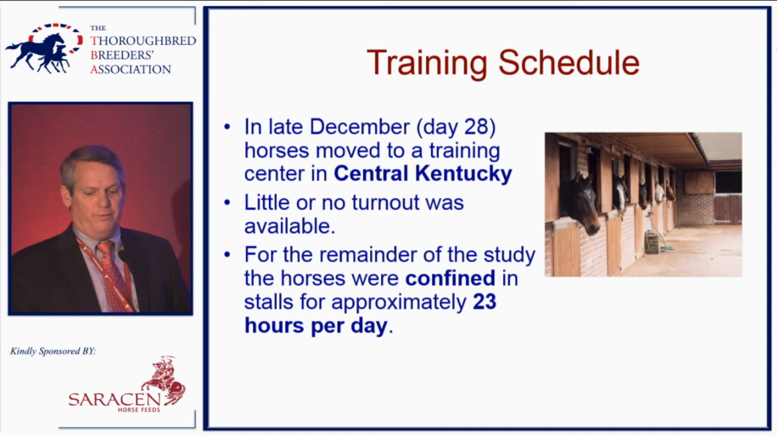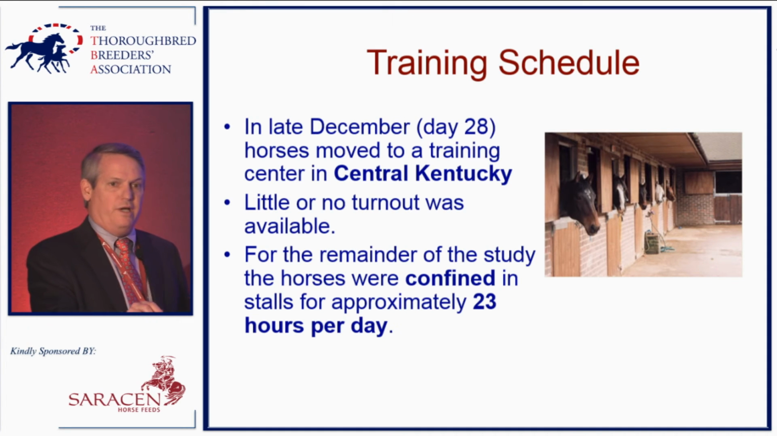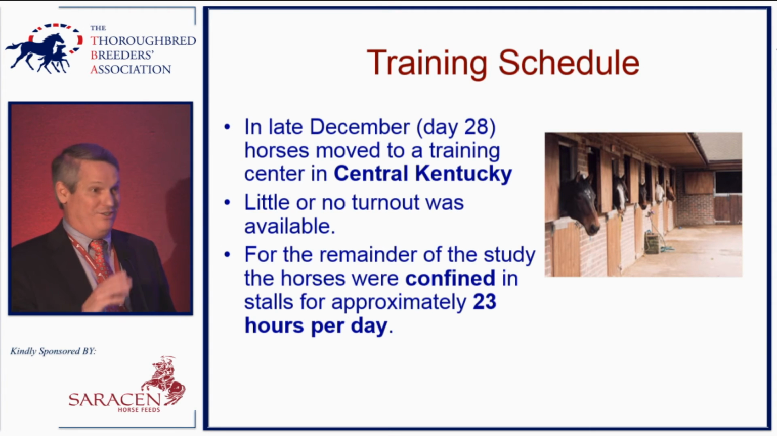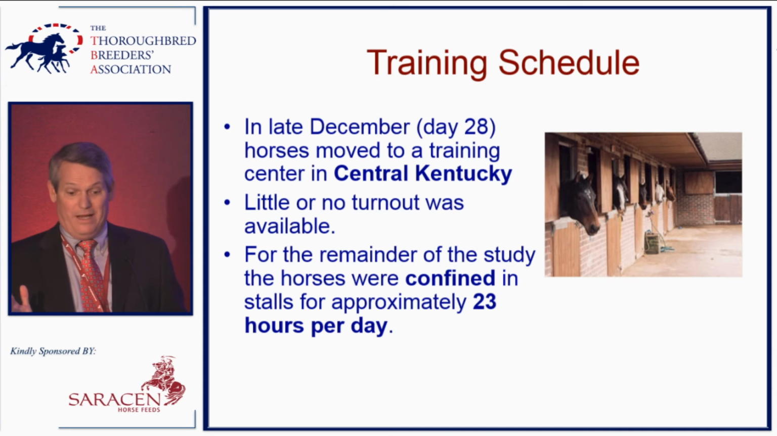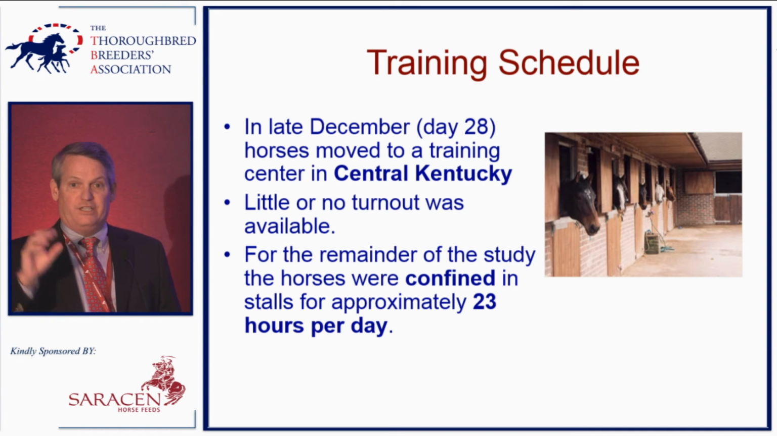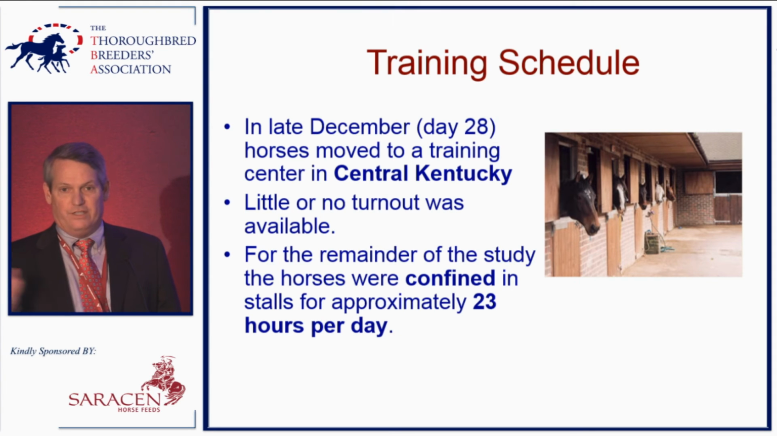In December, they moved the horses to a training center in central Kentucky, which was probably the first mistake, because December in central Kentucky, and as Roger mentioned, January and February can be really bad. There wasn't very much turnout available. They stayed at this training center the rest of the year.